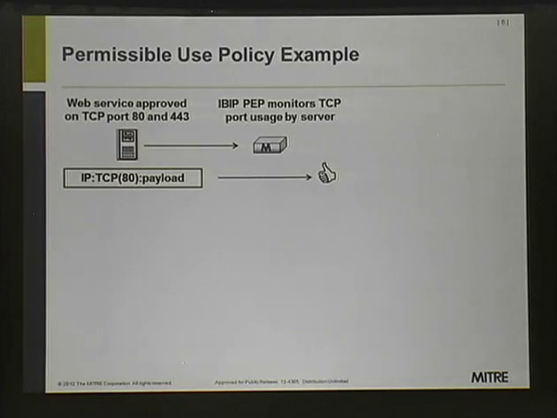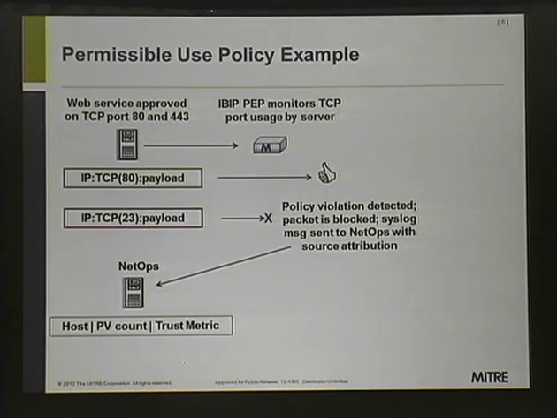All right, here's an example of how permissible use policy for the network policies works and the effects that violations have. Here we have a web server that is approved to run services on TCP ports 80 and 443. Any outbound packets from these ports are allowed through the policy enforcement point. If there's a packet from a port that is not approved, like port 23, it will generate a policy violation. This is then sent to the NetApps console with the source attribution information.